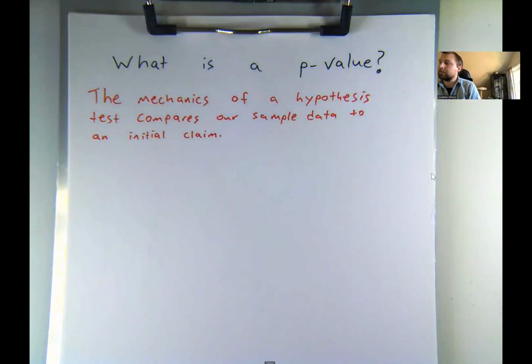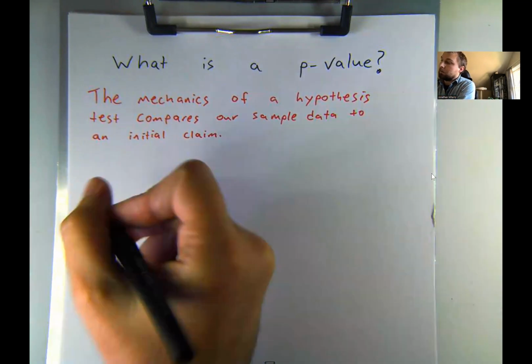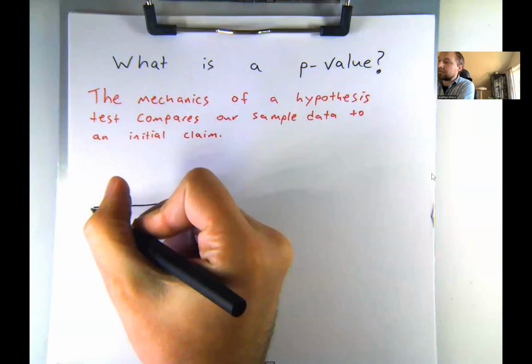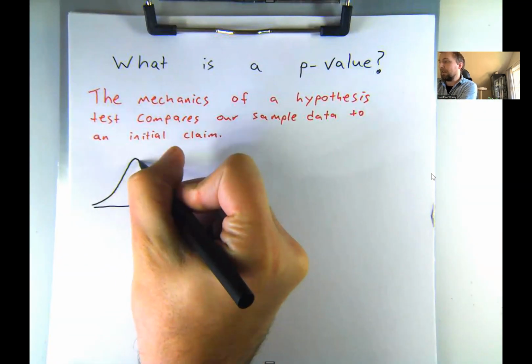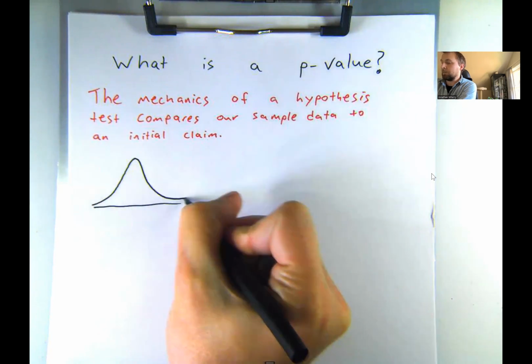Let's take a look at the question, what is a p-value? So the mechanics of a hypothesis test compares our sample data to some initial claim. And this is true for all hypothesis tests. So if we're looking at some test for proportions, for example, we get these really nice normal curves.